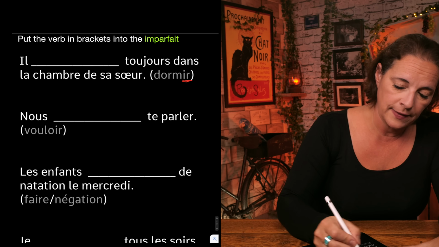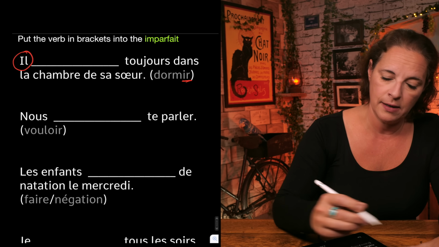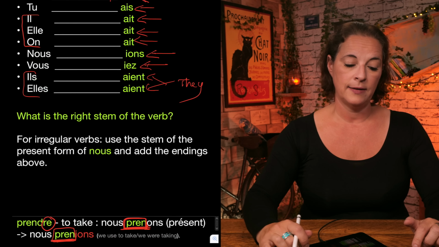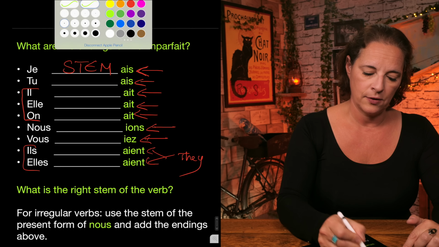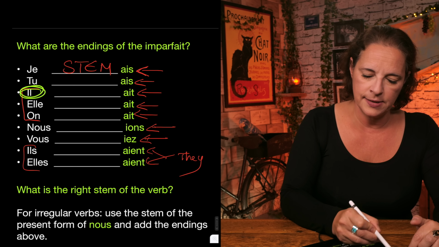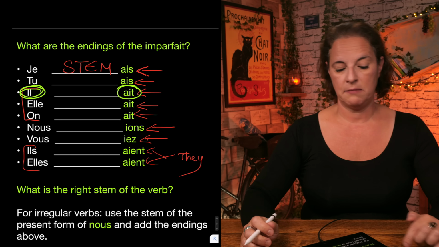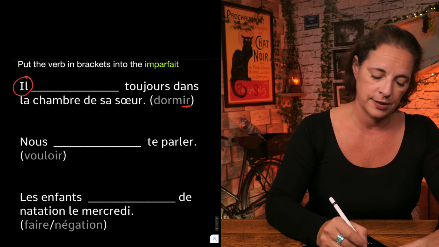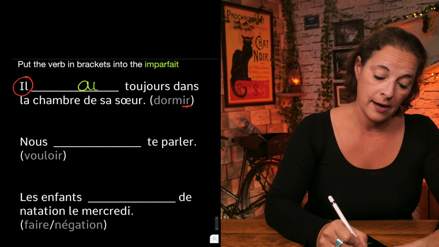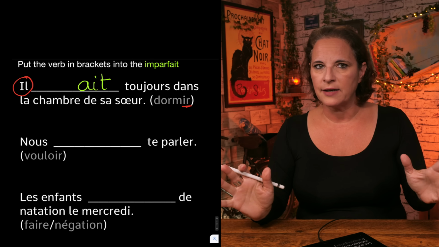Well, we know that the ending for il, and we are going to go back here, okay? And eventually you'll have to do it yourself. Let's have a look. So I'm going to take green. Il, can you say that? Is A-I-T. Okay, fine. So we are going to use A-I-T because that's what the chart says. A-I-T, okay? We know that.